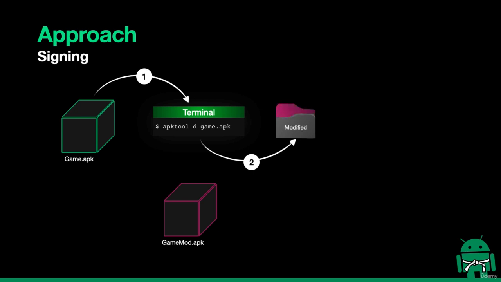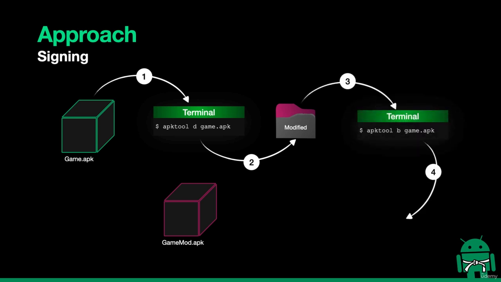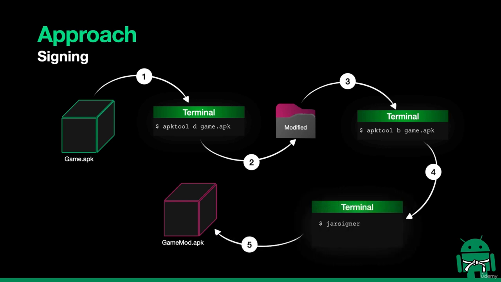After we've done our modification, we need to build this directory structure back again into an application. And this is what apktool b does. This is the point where we are right now. So now we need to sign this application so that we can install it. And the signing can be done with jarsigner. This was my approach for the last 7 years. So by using jarsigner, we can sign this application.